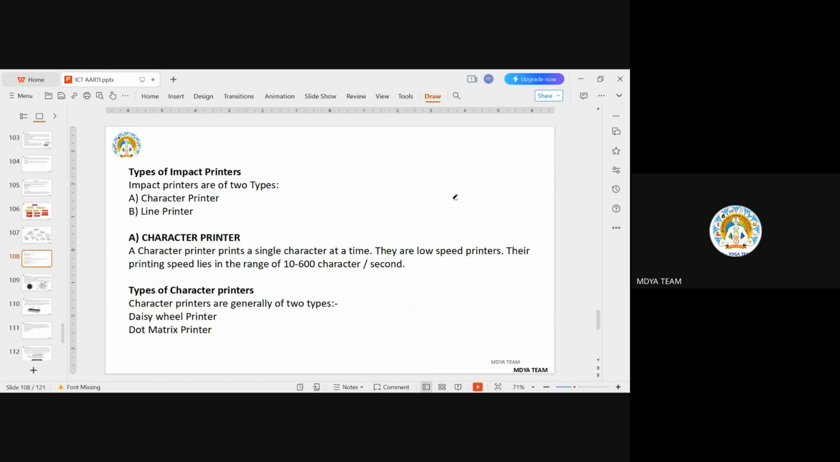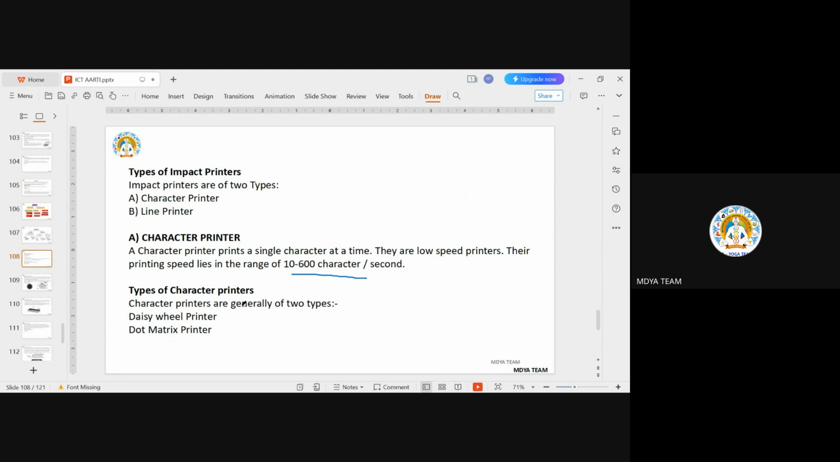Now we will discuss the types of impact printers. There are two types: character printer and line printer. First one is the character printer. A character printer prints a single character at a time. They are low in speed, obviously, because they print character by character. Their printing speed lies in the range of, please note down, 10 to 600 characters per second, minimum 10 and maximum 600.